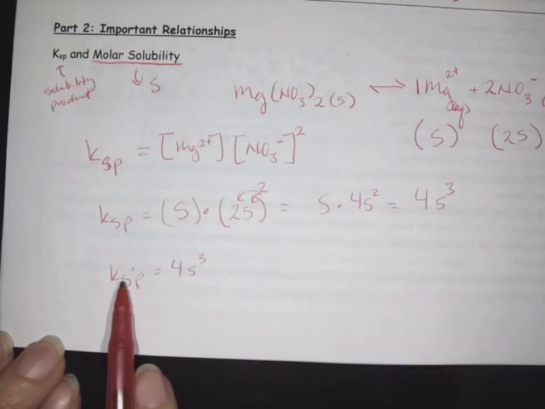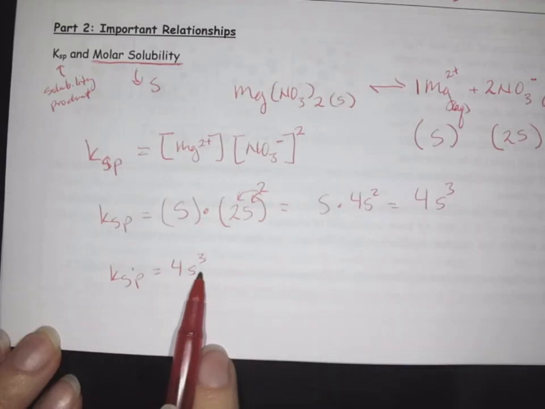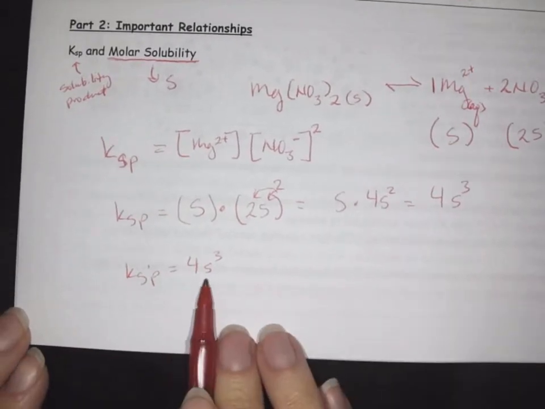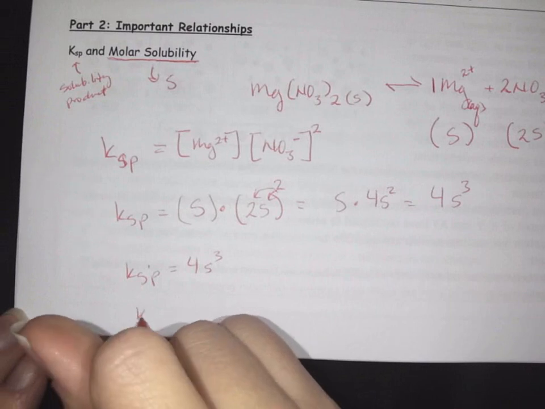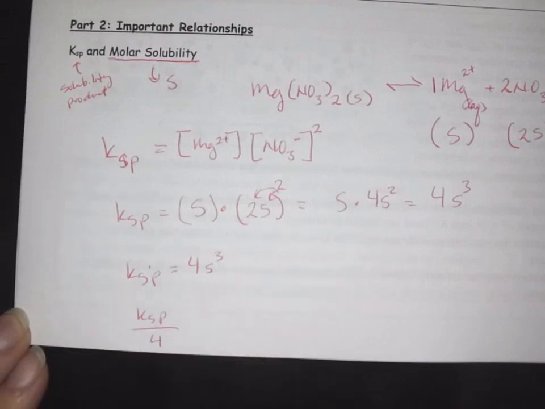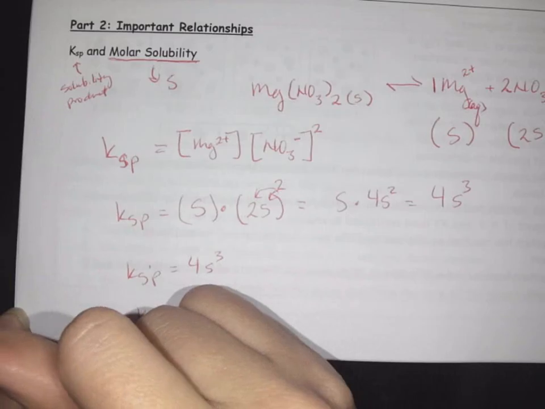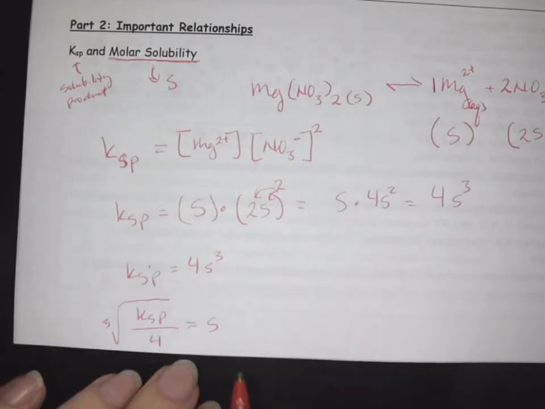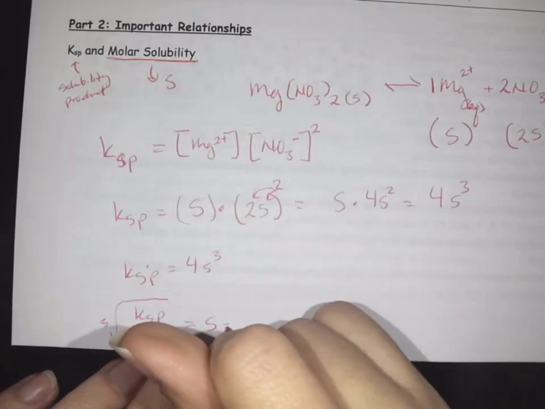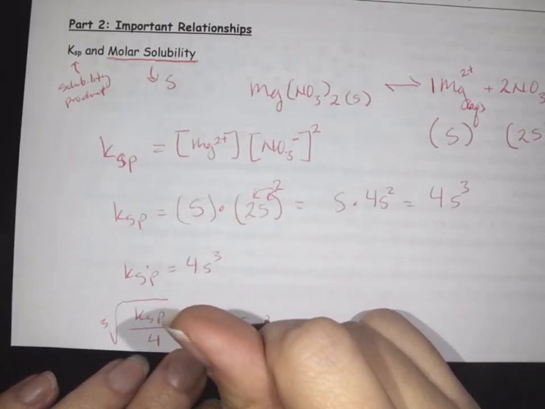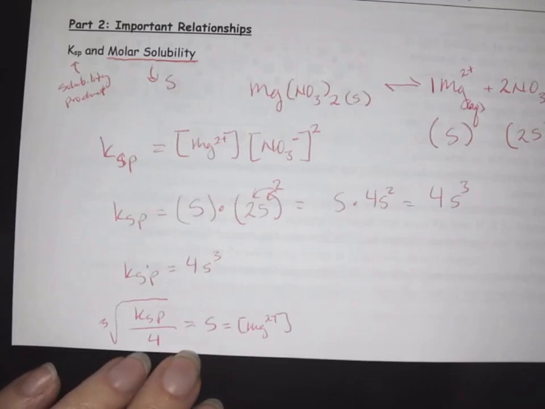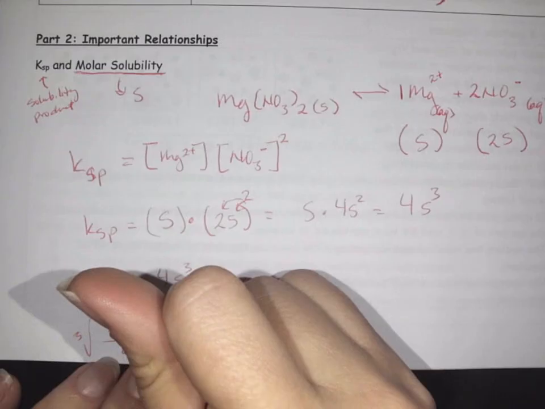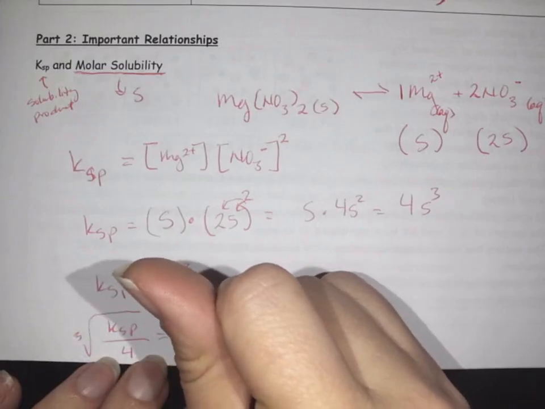If they provide you with this number, then you can figure out the concentration of the magnesium or the concentration of the nitrate just by solving for S. So I could do KSP divided by 4. This would equal S cubed, so then if you do the cubed root, that would equal S. And then whatever that answer is, just don't forget, that is the concentration of the magnesium. And then if you double that answer, that is the concentration of the nitrate.